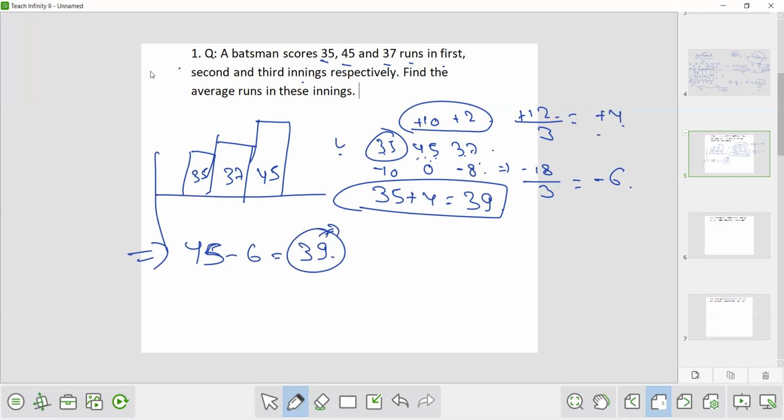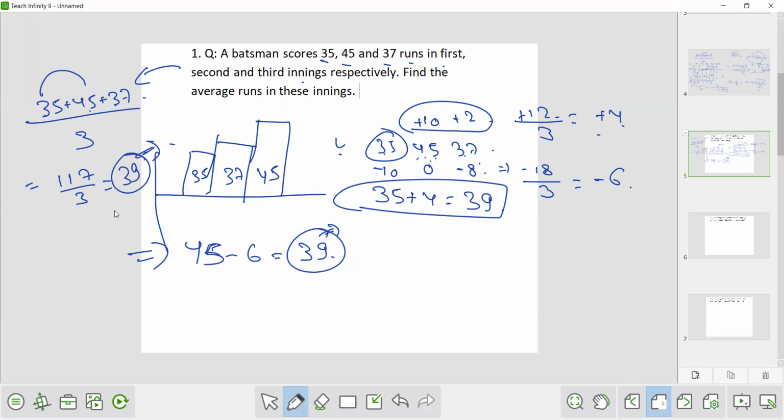Now by the conventional method, what you will do is 35 plus 45 plus 37, divided by 3. 35 plus 45 is 80, and 30 makes 110, and 7 makes 117, upon 3. If it were 120, you would write 40. It is 3 less, so it will be 39. You can apply this type of calculation to make your calculation fast. Otherwise, you can cancel this using the 3 table and 9 table. This will also become 39.